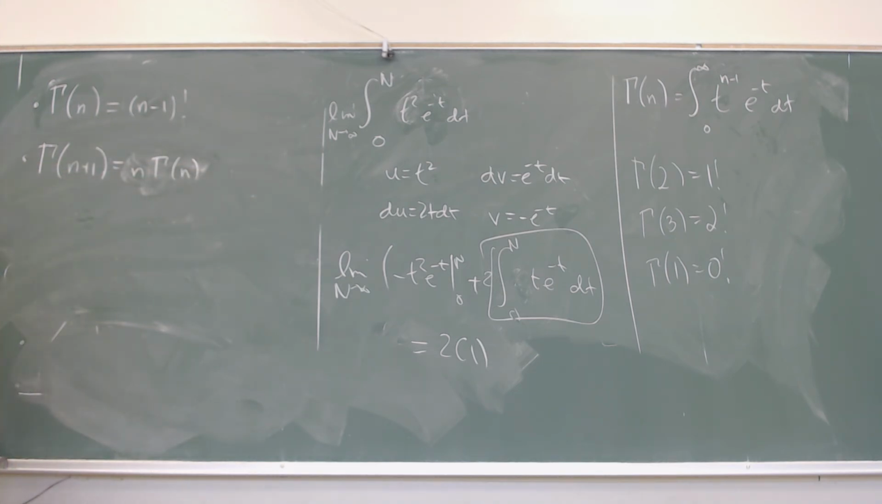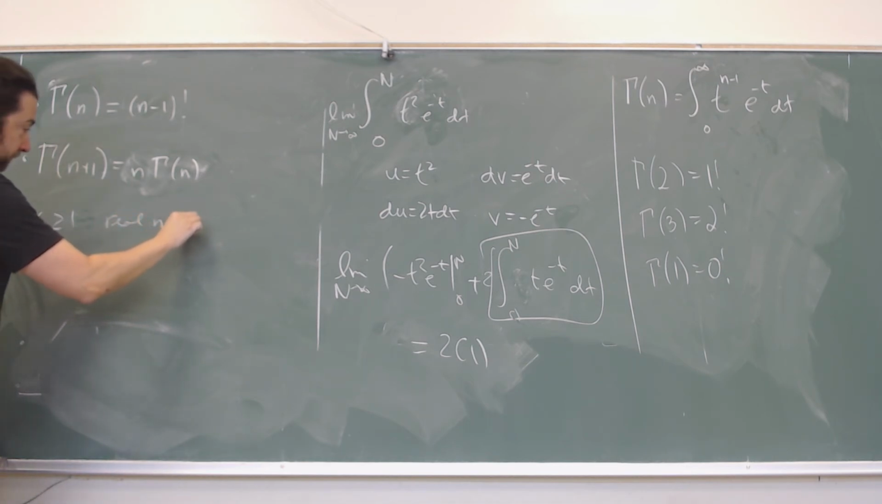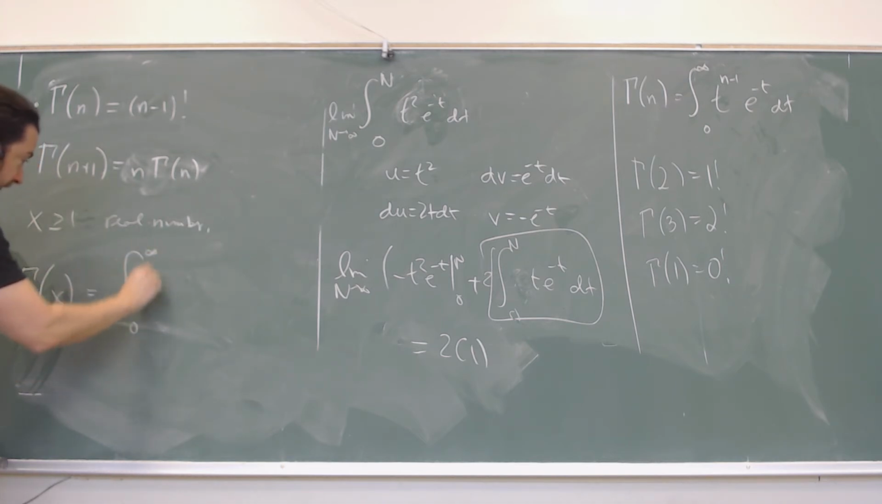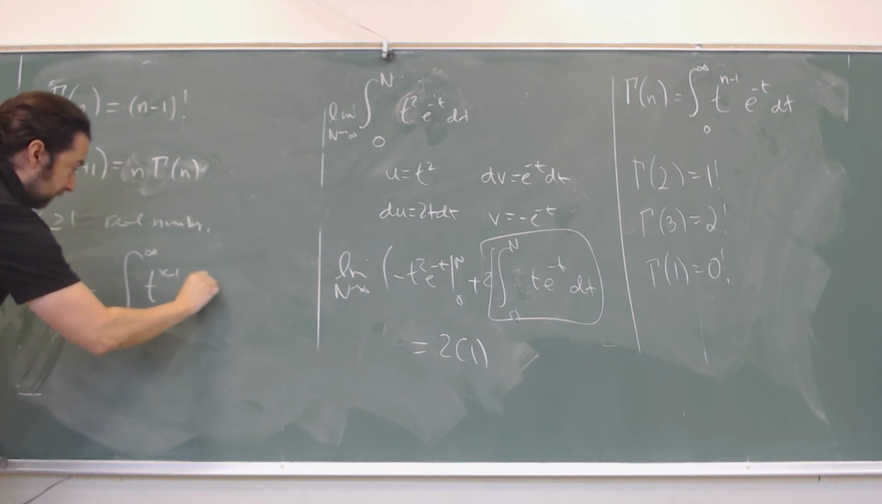So the question then becomes, can I put other values of x into that? Will it still converge? What if I took the function and I just put in another real number? Let x be bigger than or equal to 1, just some real number instead. One of the first questions you ask is, would it make sense to calculate gamma of x where now x is not an integer anymore? So if x is not an integer, then you end up with the integral from 0 to infinity of t to the x minus 1 e to the minus t dt.